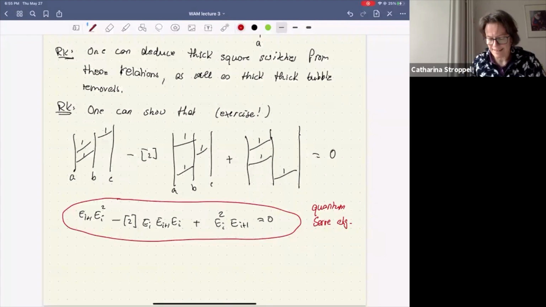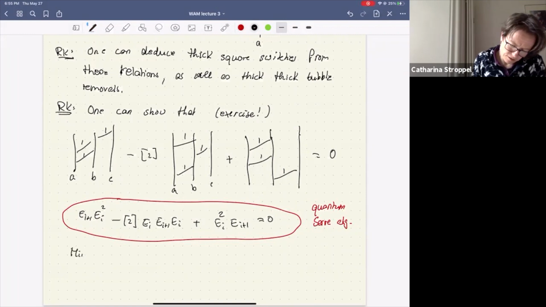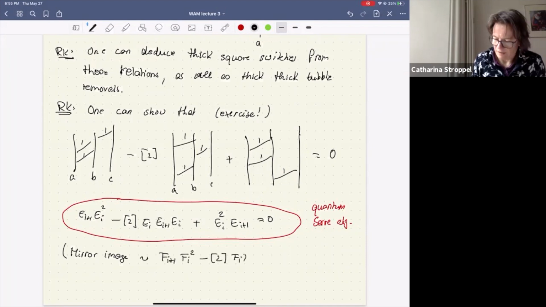So that means we can see already some shadow in this web category, which should have something to do with GLN, or maybe quantized GLN. And you can do the mirror image. So you put everything upside down. So then this should be something like F_{i+1} F_i squared minus quantum 2 F_i F_{i+1} F_i plus F_i squared F_{i+1} is equal to 0.